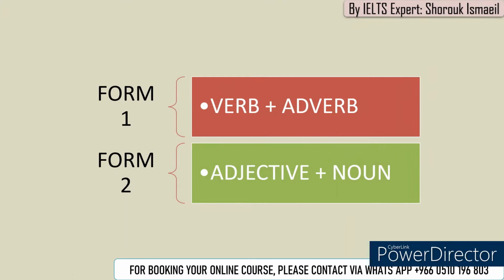We actually have two forms, as we mentioned earlier, we can use while structuring our sentences. We can use verb plus adverb, as we mentioned, and you can refer back to the video. You will find a lot of examples. And you can also find form number 2, which is adjective plus noun, and it was mentioned in the video earlier.